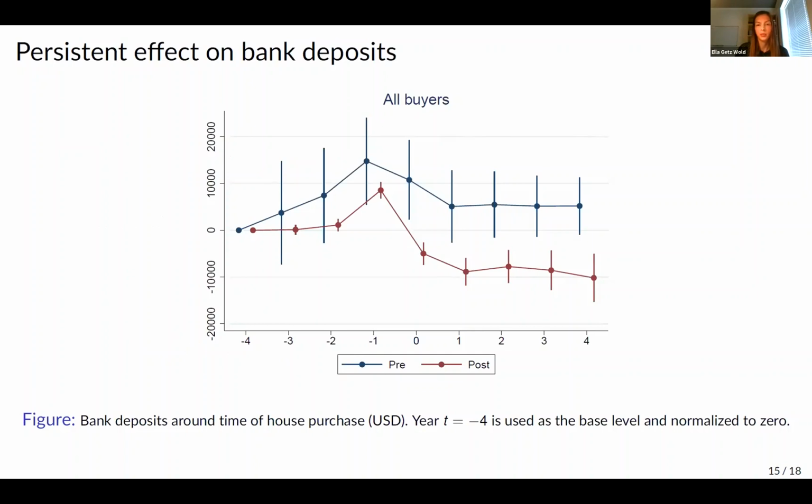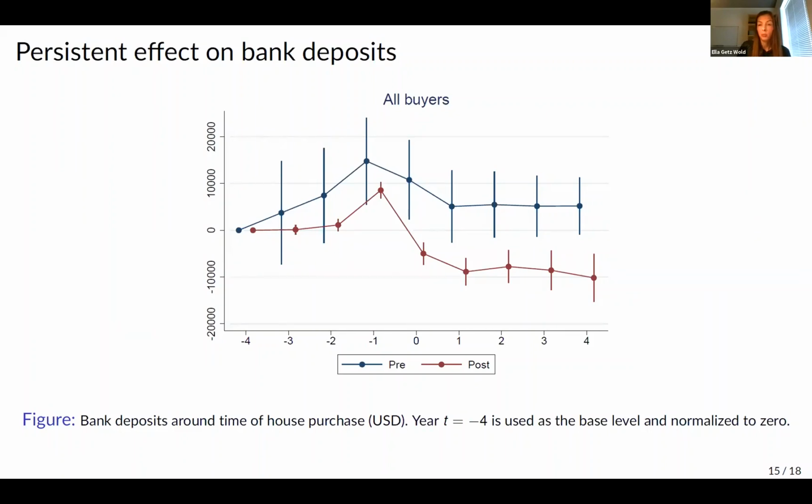So these are the results. In blue, that's households that purchase a house prior to the regulation. And in red, that's households that purchase a house after the regulation. And everything here is normalized to 0 four years prior to the house purchase, and the house purchase takes place at time 0. So what you can see here is that just prior to the house purchase, there's an increase in liquid savings. That's sort of reversed as the transaction takes place.